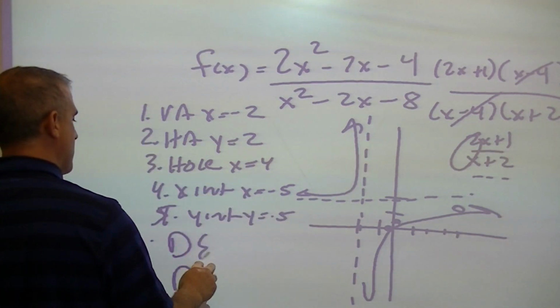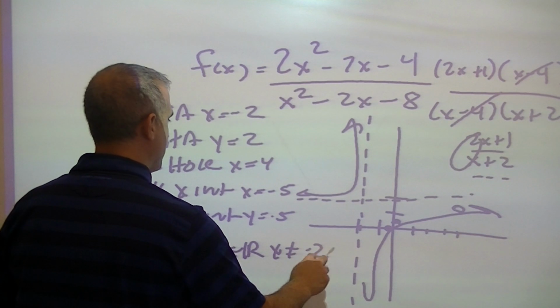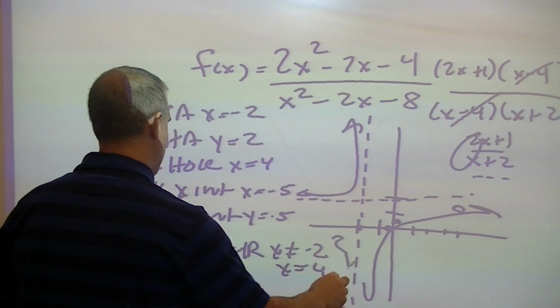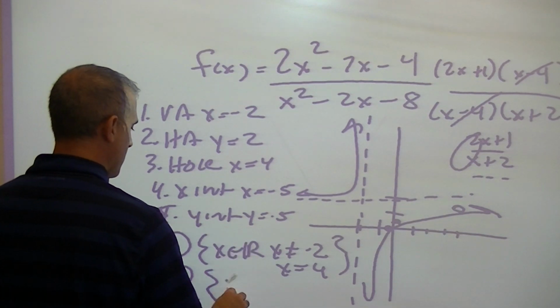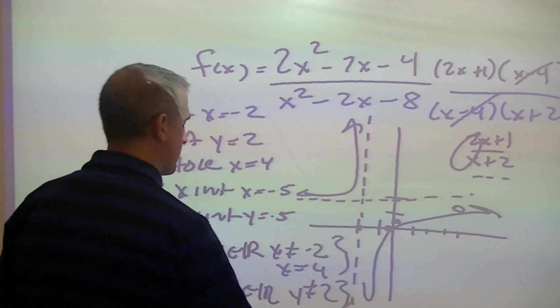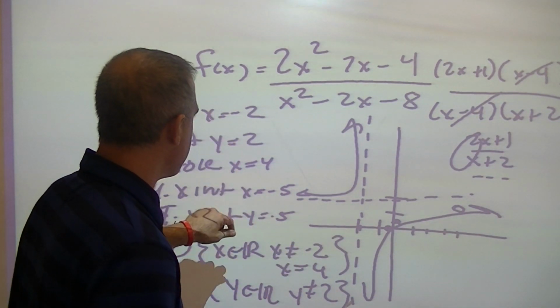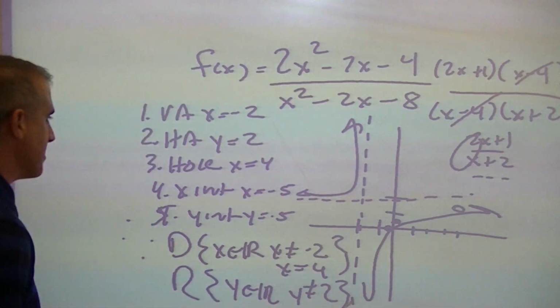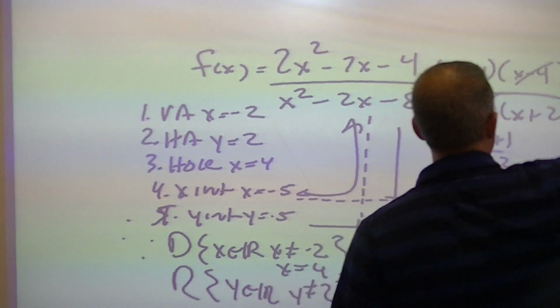The domain would be x is an element of all real numbers. X can't be negative 2, x can't be 4. My range, all real numbers, y can't be 2. Okay? So basically the domain can't be the hole, can't be the vertical asymptote, the range can't be the horizontal asymptote. Okay?